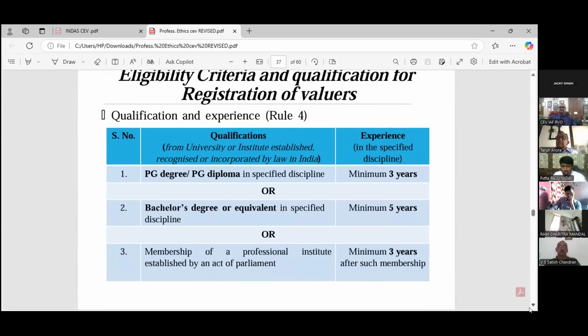This question is nowadays very important. Qualification and experience, where is it written? It is written in rule number 4. Remember, nowadays they generally ask the question on rule number 4, which is related to qualification and experience.